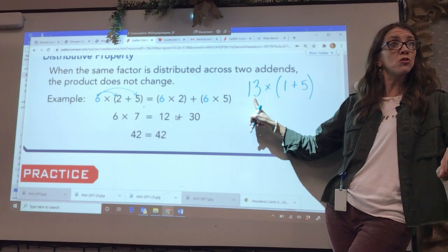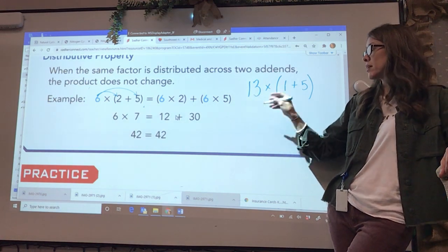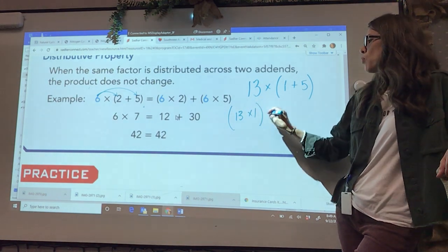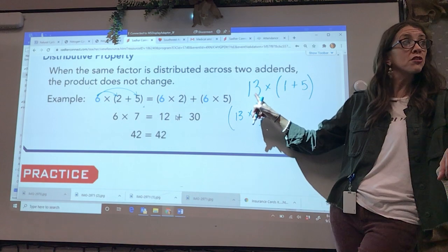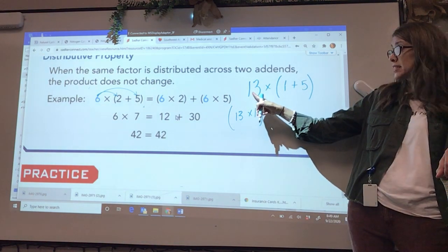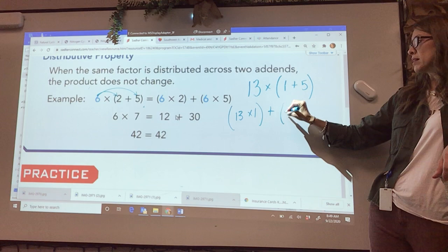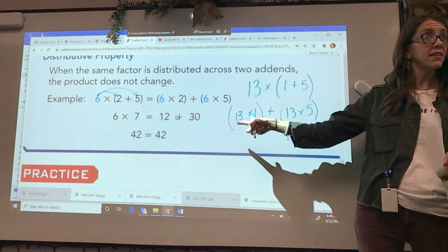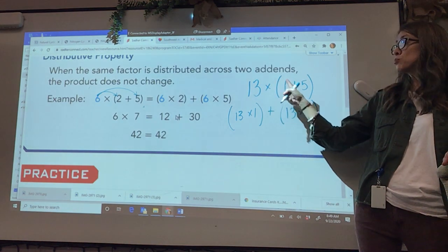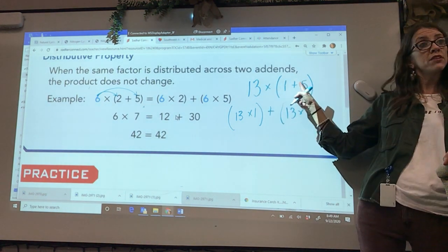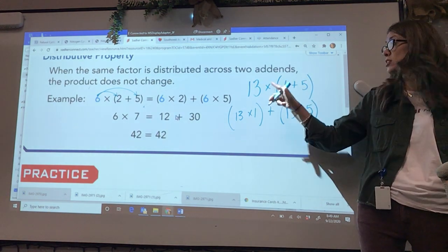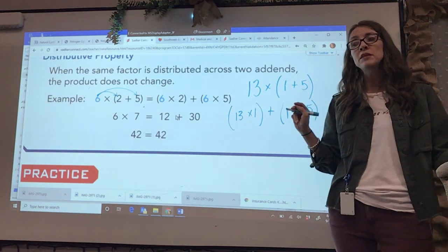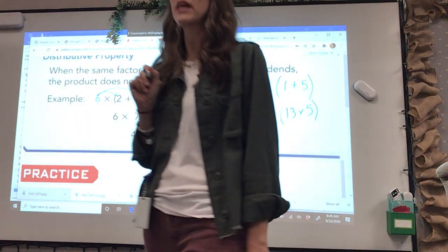13, and you're going to distribute it to the 1. So watch. 13 times 1. Write that in parentheses. 13 times 1. What are you going to add to that? You're going to distribute the 13 to the 5. 13 times 5 in parentheses. Those of you that got it wrong, do you understand? Yes. 13 times 1 plus 13 times 5. You're going to separate them. You're going to distribute this 13 to the 1 and then distribute it to the 5. Okay? Zachary, please don't do that, okay? Because people want to focus and that's a little distracting for them.